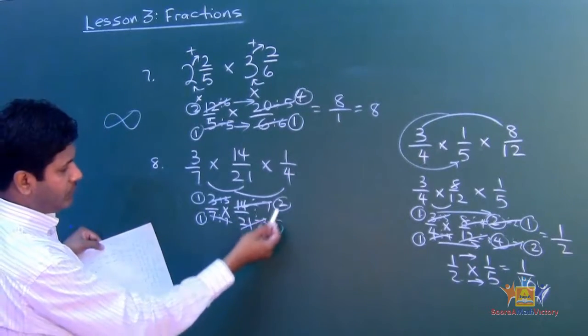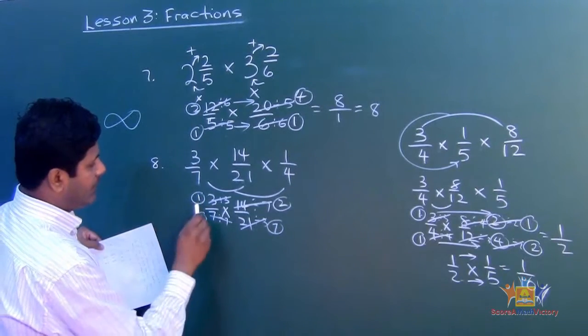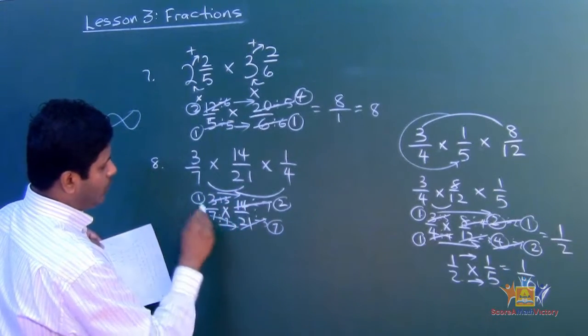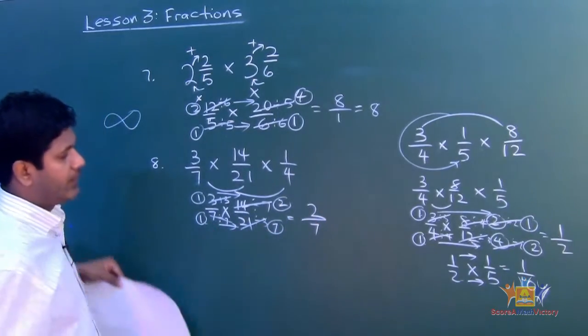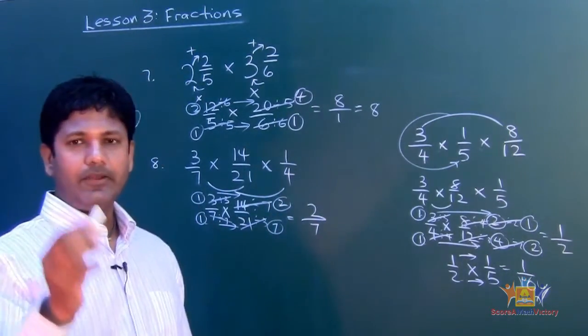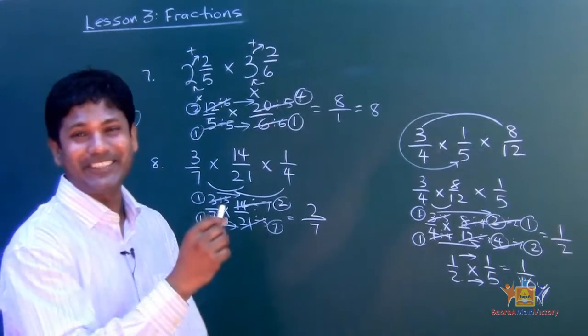Can I simplify this way? I can, but it's not simplifiable. So I'm going to use the double arrow. 1 times 2 is 2. 1 times 7 is 7. And that's my final answer. And I know you got the same answer, 2 over 7, which is awesome.